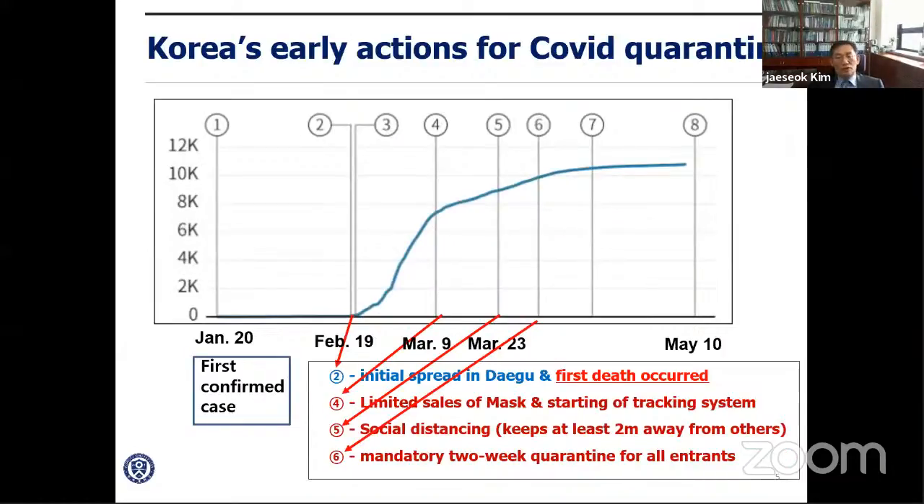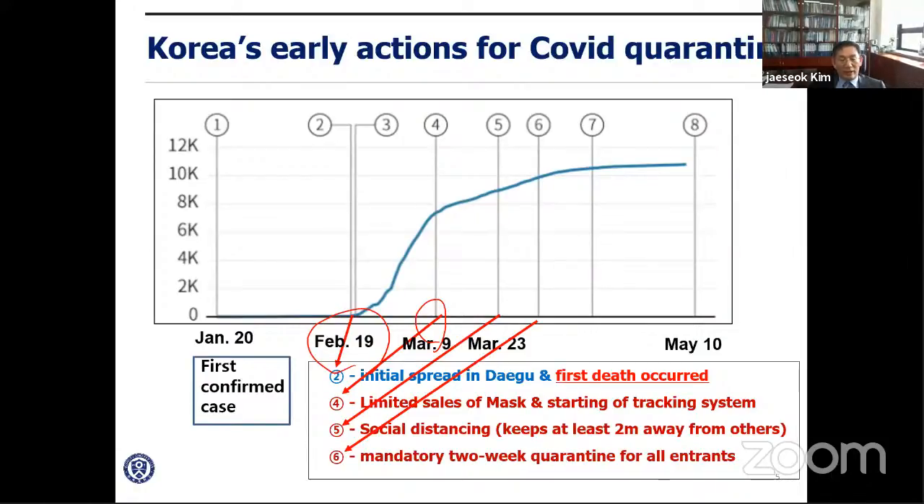Okay, this one shows the early spread of COVID in Korea and also our early actions. On February 19, one confirmed patient in Daegu City traveled to several places for a week without wearing a mask. So it became the starting point of tremendous spread in Korea. At the beginning of March, we started limited sales of masks and also started running a tracking system using ICT technology. So I'll explain this one later.